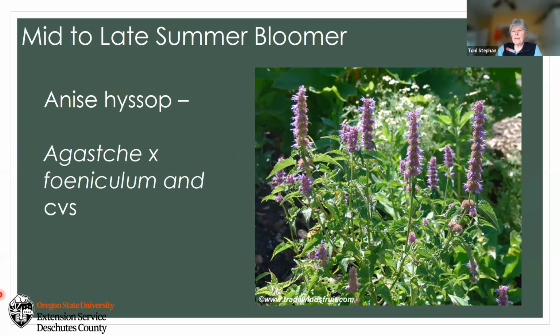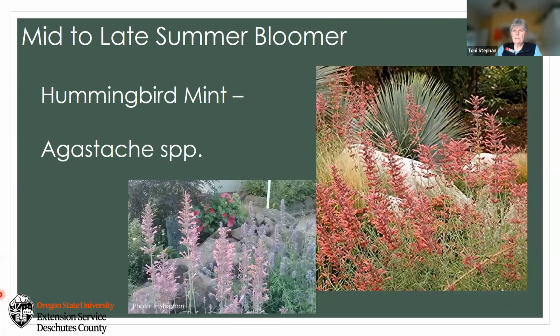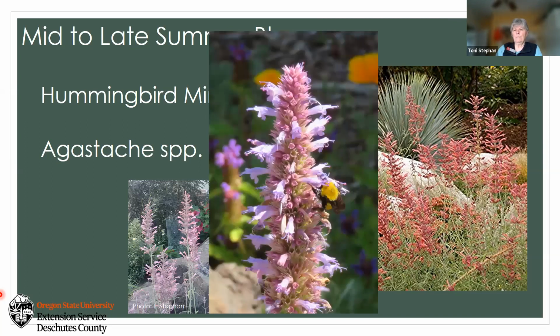Hyssops, we know that Agastache hyssops are really great pollinator magnets. The bees love this. The reds are said to be more drought tolerant, reds and pinks, and the blues may be a little bit less drought tolerant. I find that the blues are much shorter lived in my garden, and I can get Agastache rupestris hummingbird mint. It'll come up from seed. I probably get 3 or 4 plants a year of it coming up through seed.